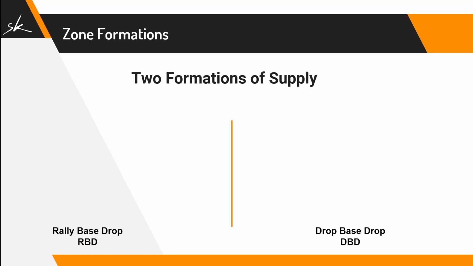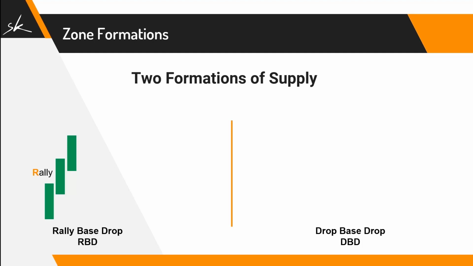Two formations of supply: rally-base-drop, or RBD. On a price chart, let's assume that the prices are moving up. The only logical reason for the prices to move up has to be more demand. This move to the upside is what we call a rally. If the demand was more, the price should keep moving up.